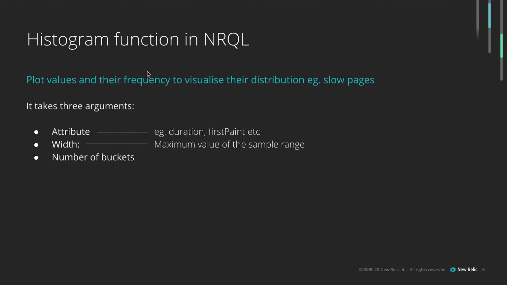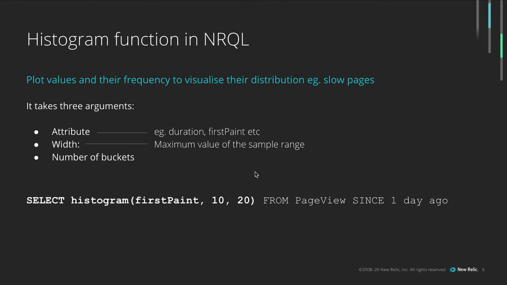So let's have a look at the histogram function in NRQL. Well, it plots values and their frequency to visualize their distribution. In this example, we're looking at slow pages. It takes 3 arguments. An attribute that we're querying could be duration or first paint, for example. Then we set the width, the max value of the sample range, and then we choose the number of buckets.